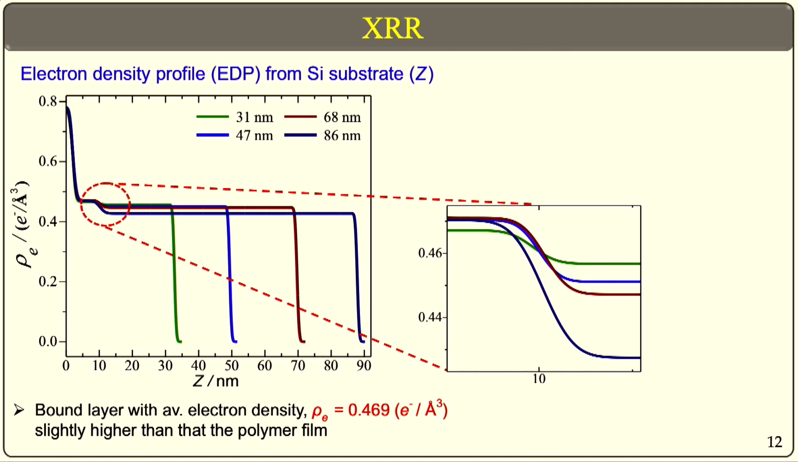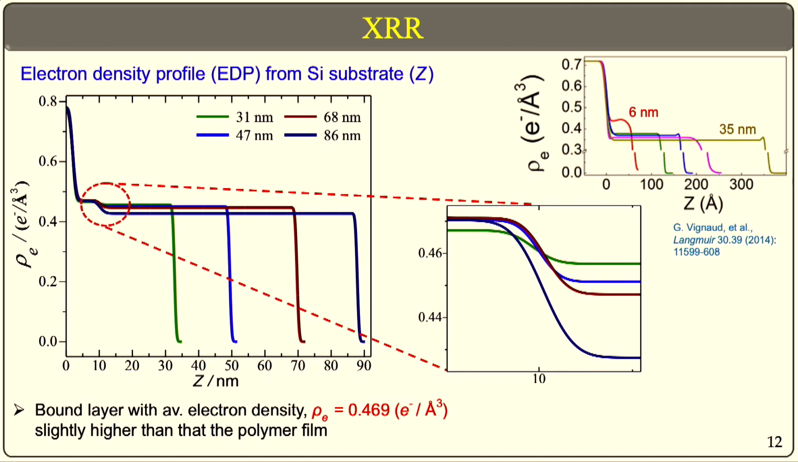Another thing we can see here is that the bound layer thicknesses are pretty comparable, no matter what initial thicknesses you take. Then you have an upper polymer layer, where if you have a thinner film like 31 nanometers, the electron density is relatively lower, and as you keep on increasing thickness, the electron density keeps on increasing.